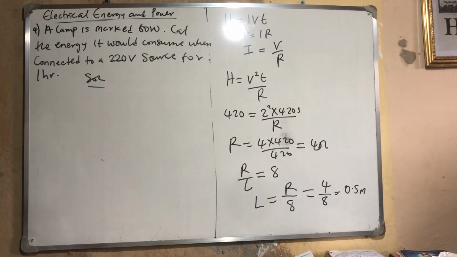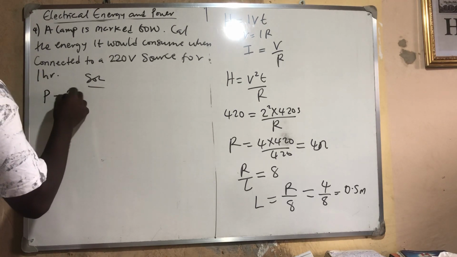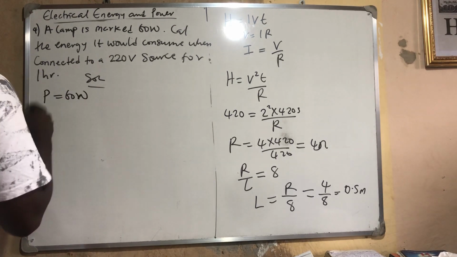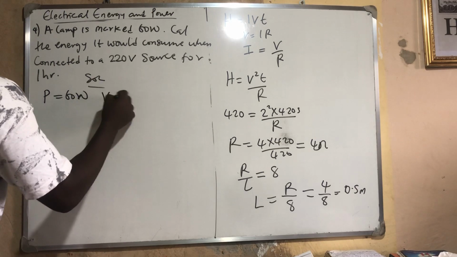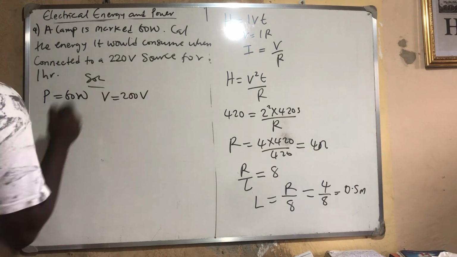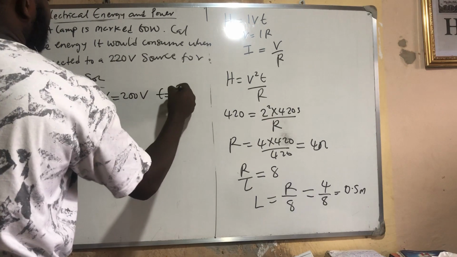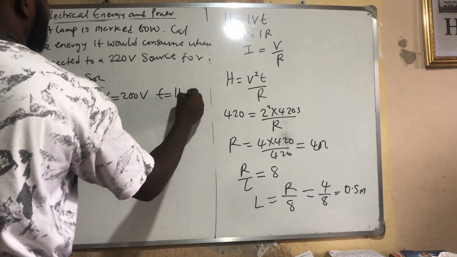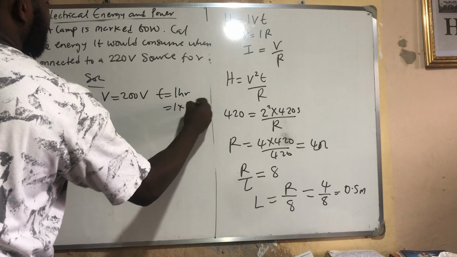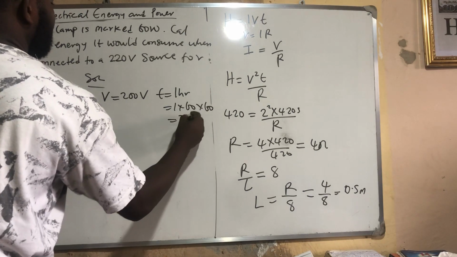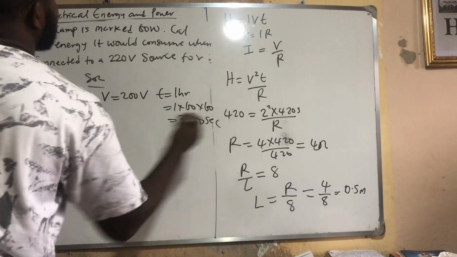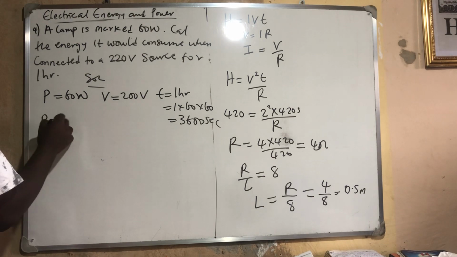Okay, now let us bring our parameters. The power they gave me is 60 watts. And then what else did they give me? They gave me volt as 200 volts. Okay, what else did they give me? They gave me time as 1 hour, which is 1 times 60 times 60, which is 3600 seconds.